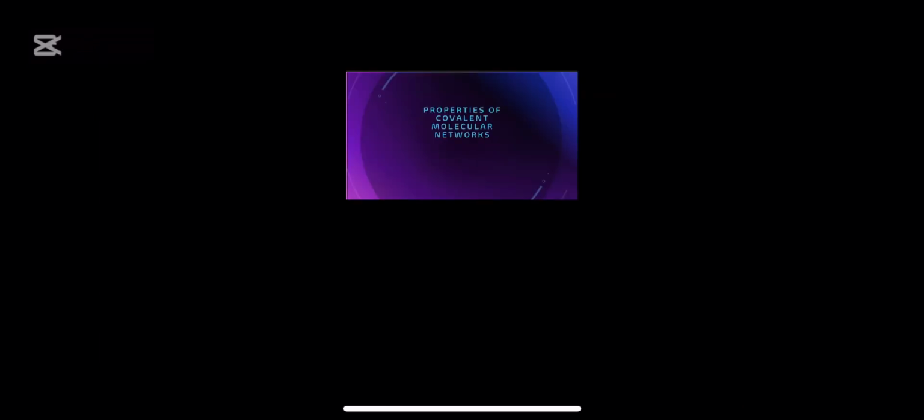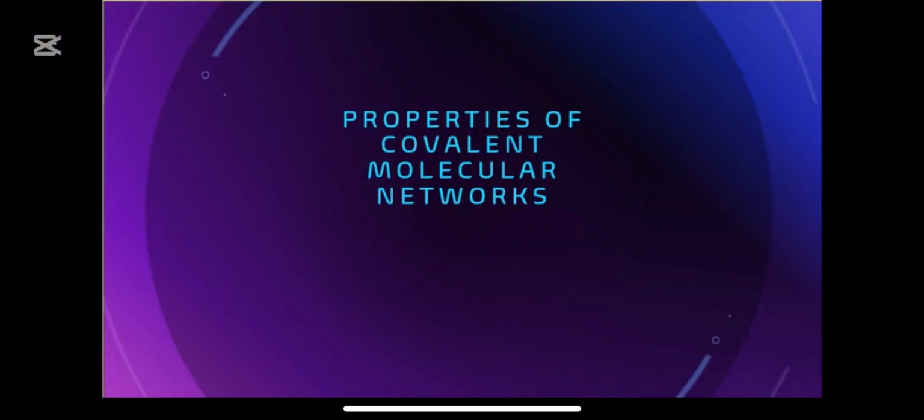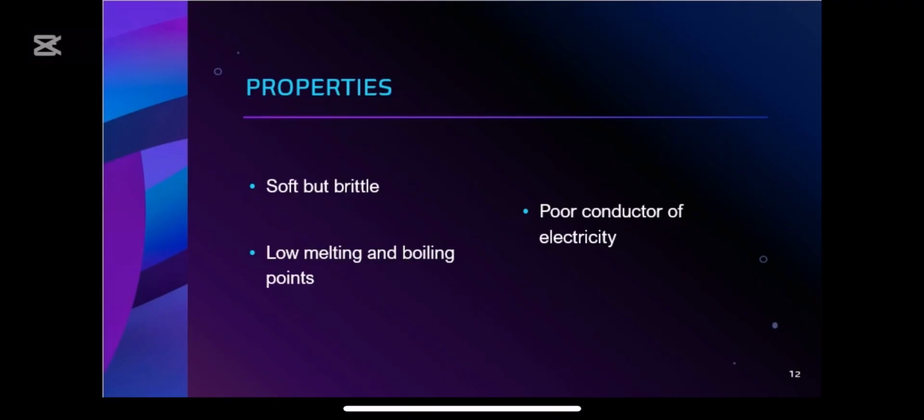Properties of covalent molecular network solids are low melting and boiling points. The weak intermolecular bonds can be easily broken down by heat. Poor conductors of electricity. This is due to the fact that there are no free electrons in their structure. Soft and brittle, due to the molecules being able to move around.